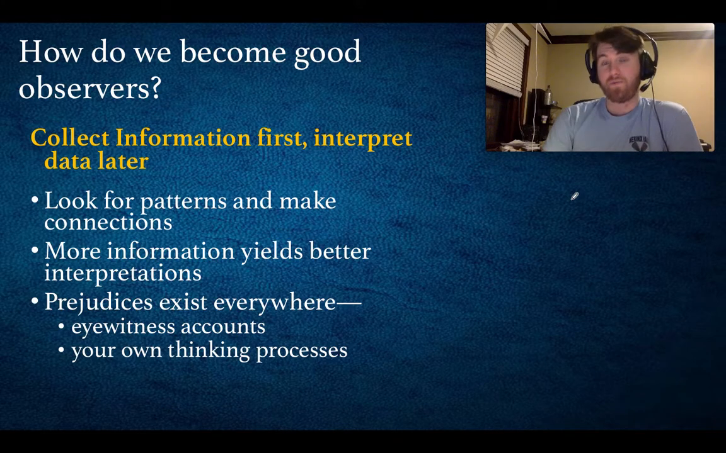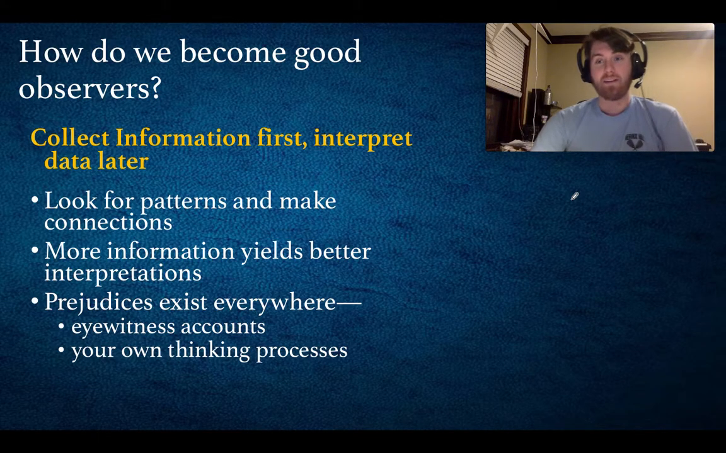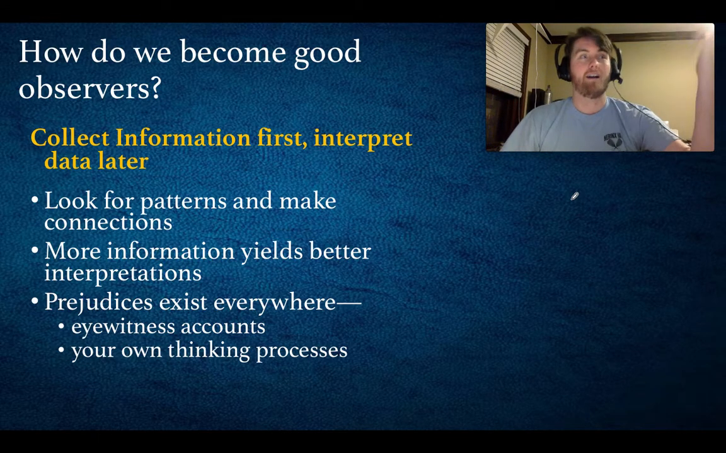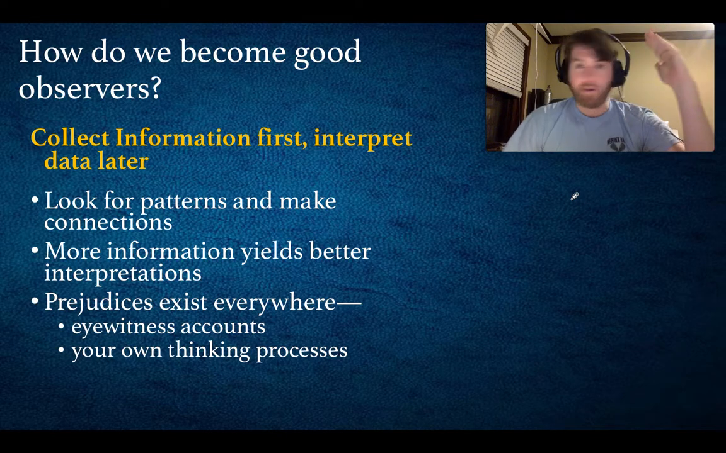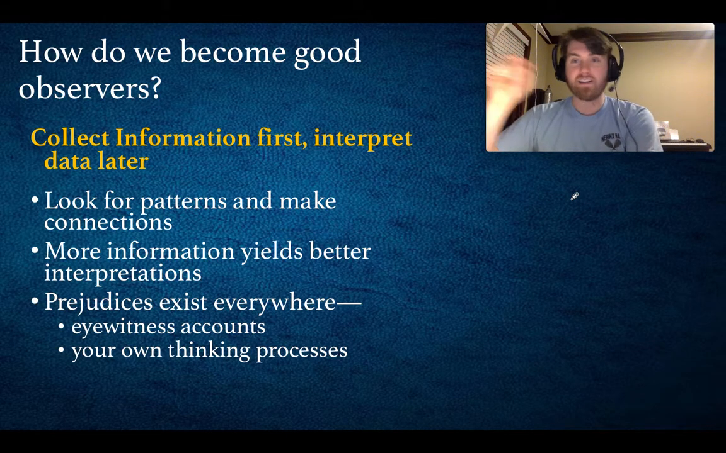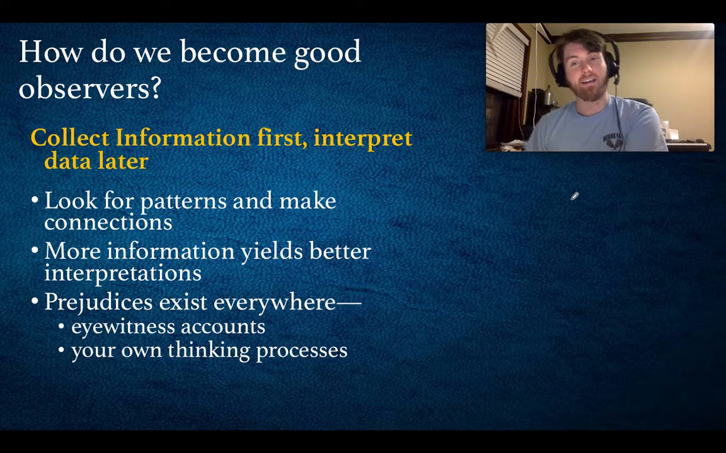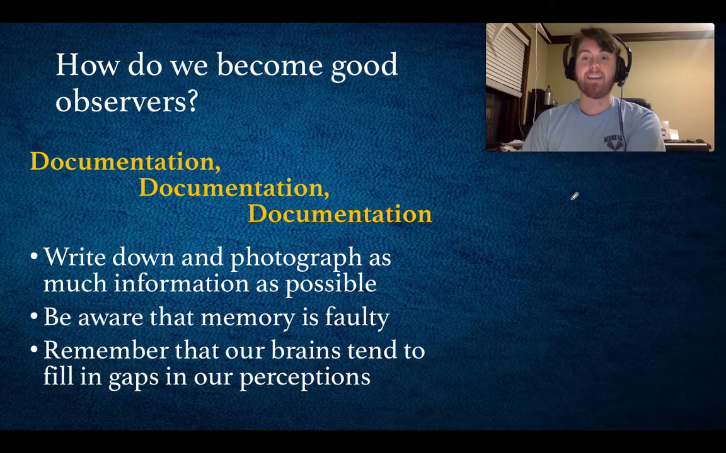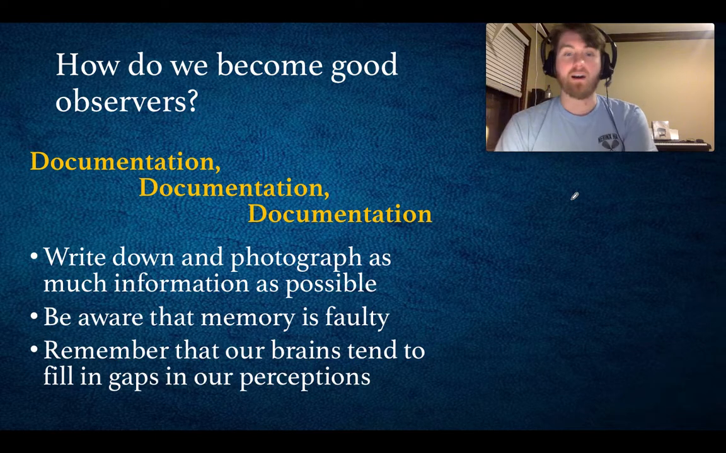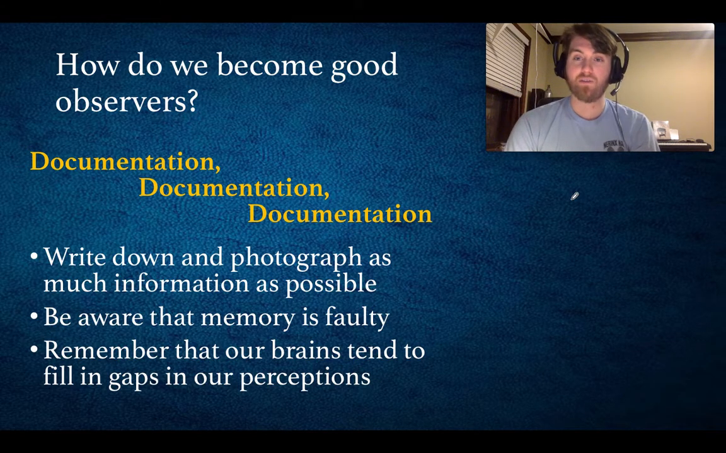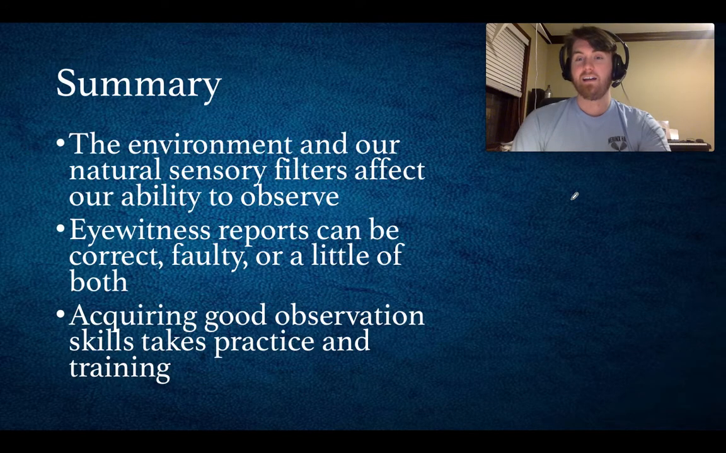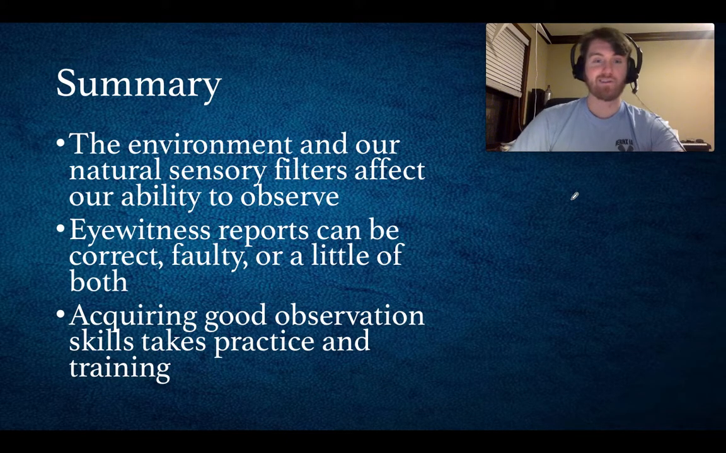Secondly, you need to first collect your information and then interpret that information later. What I mean by that is that whenever a police officer sees something, they write everything down. Every single little thing they write down instantly because they're trying to figure out how to interpret that information at a later date. And then finally, document, document, document. Write down as much as you can. Photograph as much as possible. Understand that your memory is going to be faulty, but there are some tricks in which you can change it.